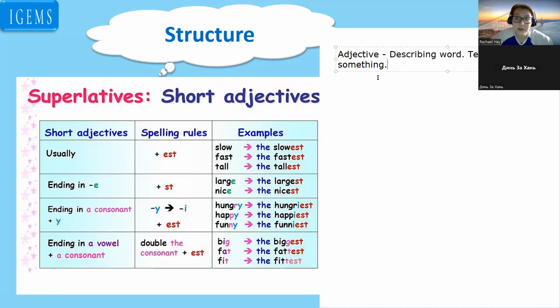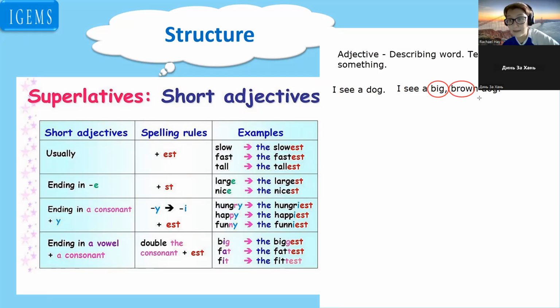So an adjective, describing word, tells us about something. Words like slow, fast, tall, large, nice, hungry, happy, funny, those are describing words. So if I say, I see a dog, all we know is there is a dog. But if I say, I see a big brown dog, we know that the dog is big and it's brown.